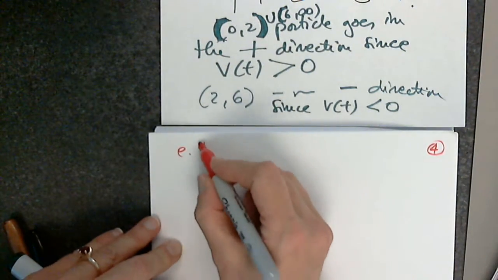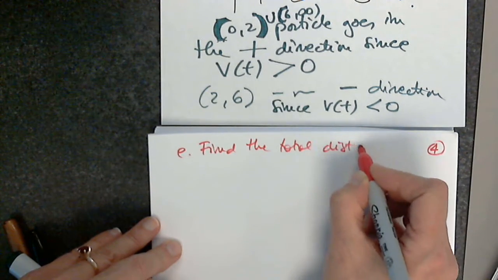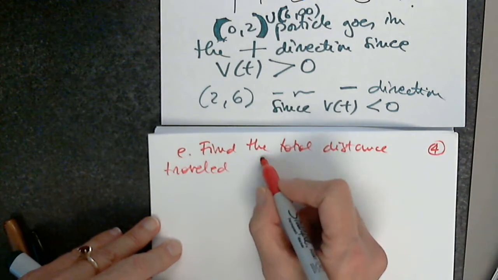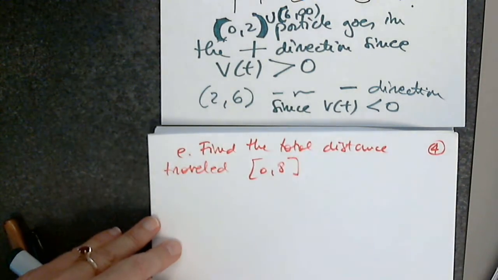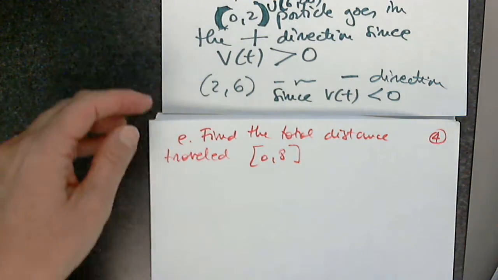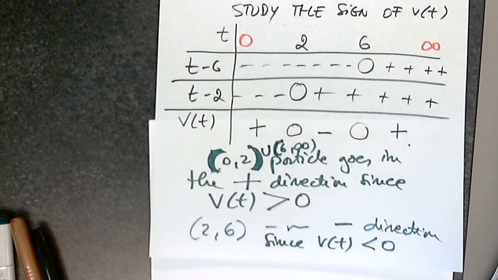So E. Find the total distance traveled between 0 and 8. Okay. This is directly related to the previous question. So follow me for a second.